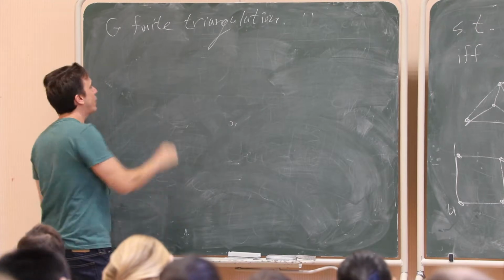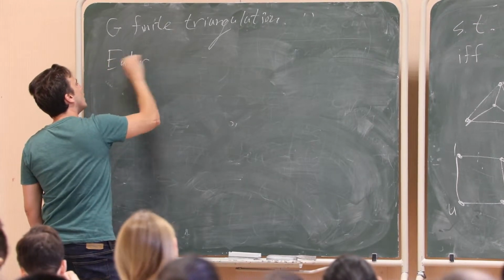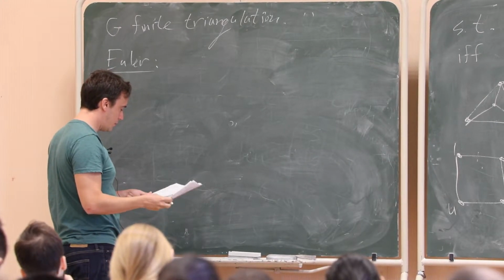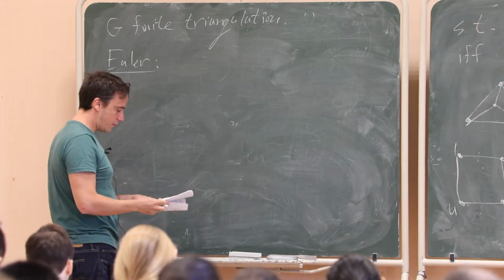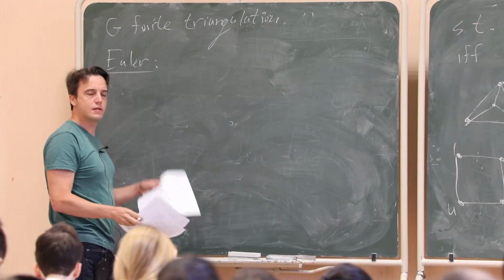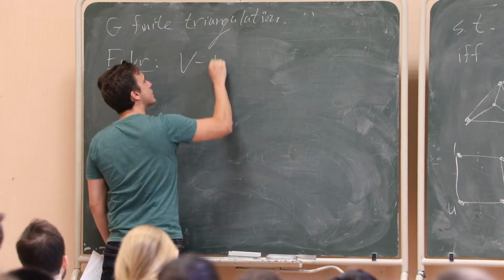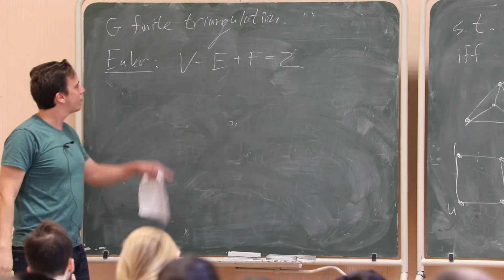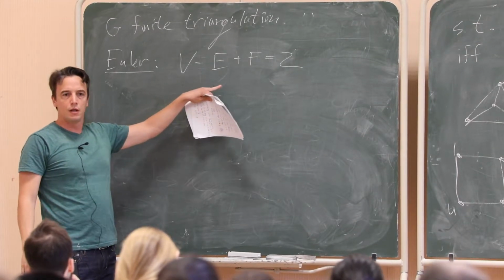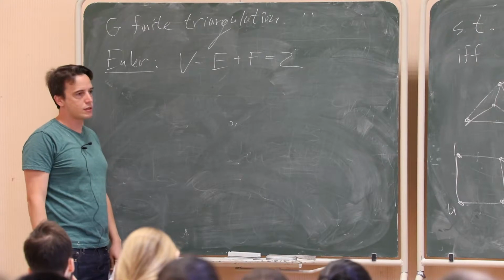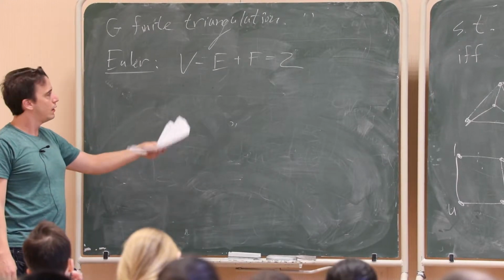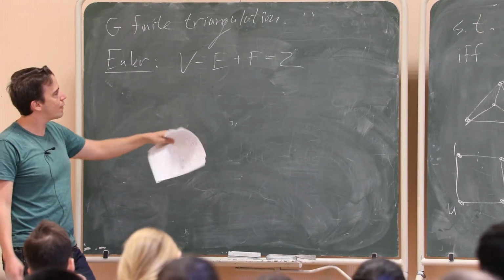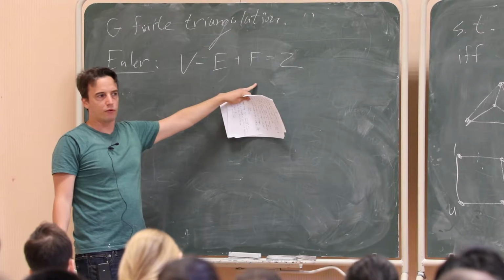Right, so I'm reminding you of Euler's formula. How does that go? V minus E plus F equals 2. The number of vertices minus the number of edges plus the number of faces in your graph equals 2. In particular, it shows that if you have two different maps of the same graph, they have to have exactly the same number of faces.